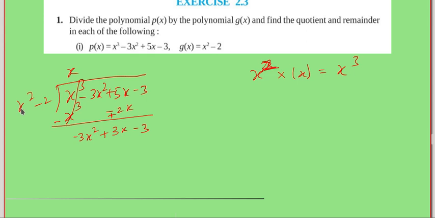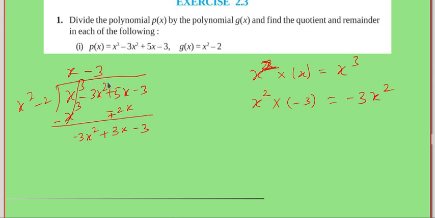Now our highest term is minus 3x square, and in our divisor we have x square. So with x square, what do we multiply to get minus 3x square? This x square is there as it is. What we need is minus 3 only. So minus 3 should be multiplied. We have to write minus 3 in the quotient place.